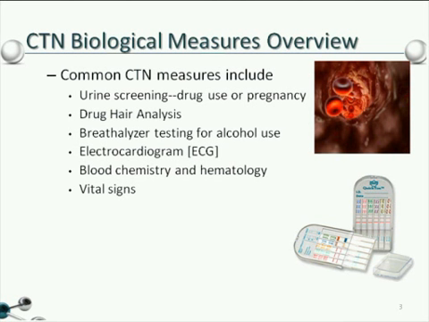So in the CTN, there are a plethora of different assays and tests that we use. For urine screening, there's for drug use and pregnancy. More novel in the CTN, lately we've been using drug hair analysis. We also do alcohol breath testing, ECGs, electrocardiogram, blood chemistry, hematology, and collect vital signs from participants.